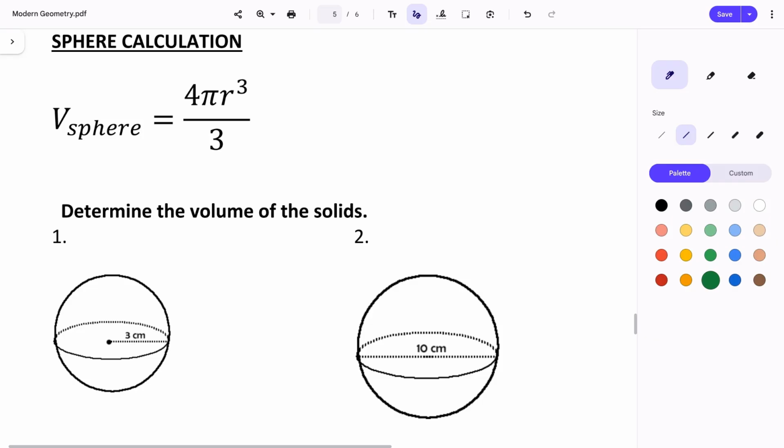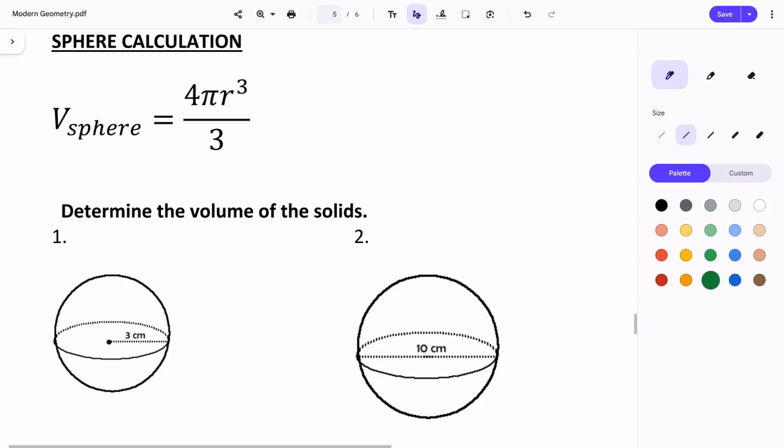So make sure when you're working with your sphere that you recognize you're going to take the radius to the 3rd power today instead of just squaring it, and then we'll have to deal with that 4 as well. But for a sphere, all you need in order to find the volume of it is the radius.